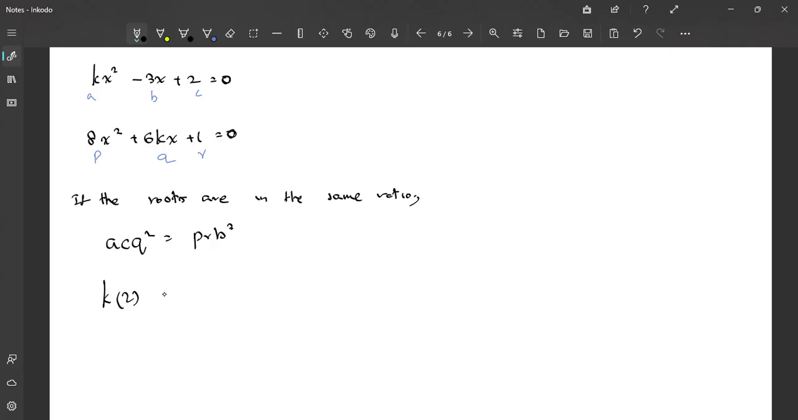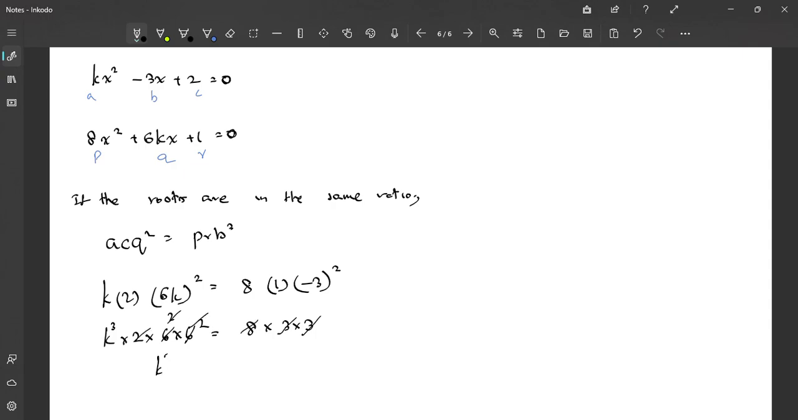ACQ² equals PRB². You will get 2 times k times 2 times k to the power 3, 6 times 6 equals 8 times 3 times 3. Minus 3 to the power 2 is actually plus, so we are not going to consider the minus. Then 3 cancels off with 6 becoming 2, and 3 cancels off with 6 becoming 2. 2 times 2 is 8, so this cancels off with this. So k to the power 3 equals 1, which means k equals 1.